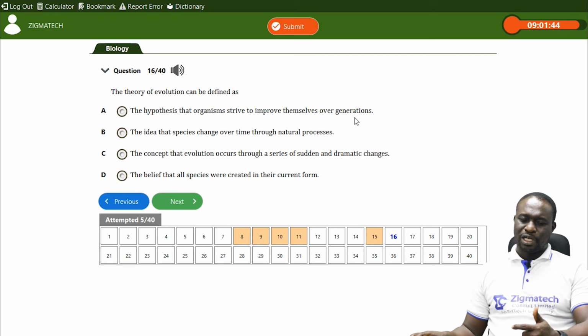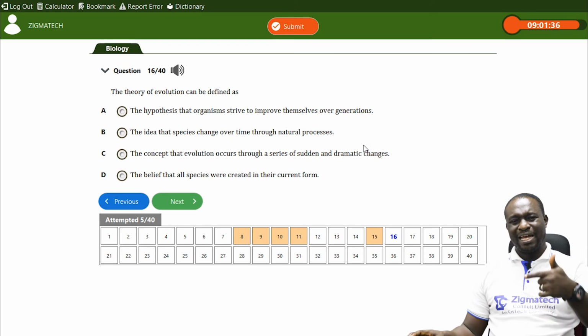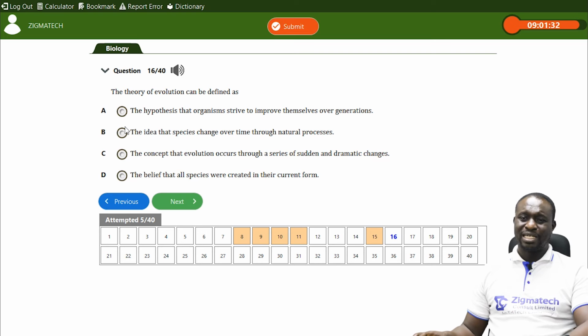No, it's not talking about how organisms strive. We said there are adaptive changes that occur in pre-existing forms to result in a form and a structure as we know today. Option B says the idea that species change over time through natural processes. Option C says the concept that evolution occurs through a series of sudden dramatic changes. And option D says the belief that all species were created in their current form.